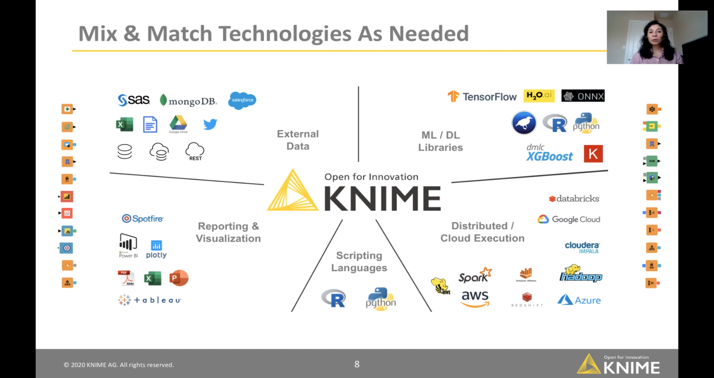Knime can integrate with multiple technologies. So as I mentioned before, we have support for scripting languages like R, Python, also Java scripting. If you want to connect to a distributed environment, we support multiple ones like Hadoop, Databricks, AWS. We have several Spark nodes that can help you do all the data manipulation and the modeling. We can push the data into a reporting tool like Power BI, Tableau, so then your end users can create additional visualizations. We can connect to multiple external data sets and work with machine learning as well.